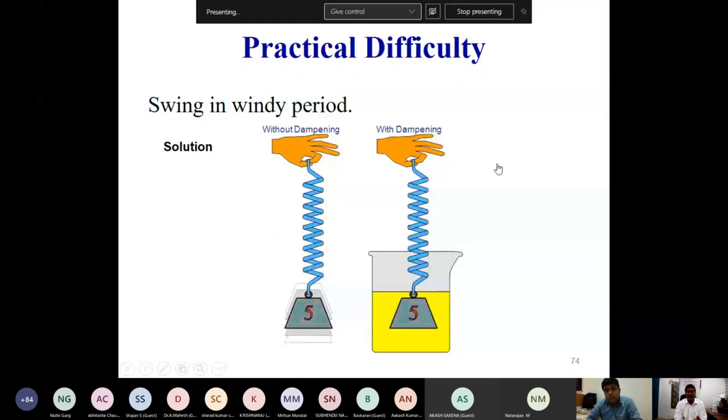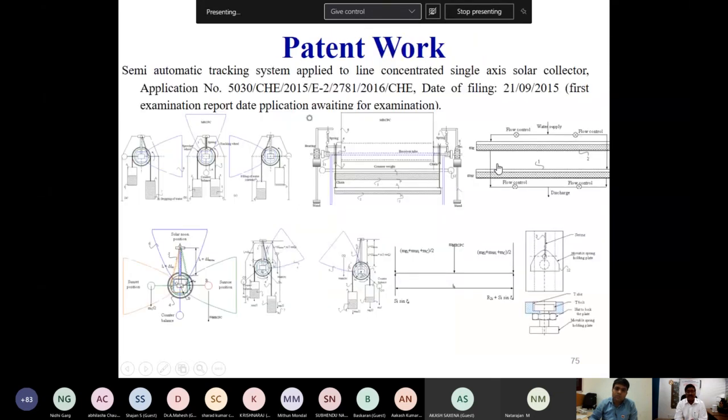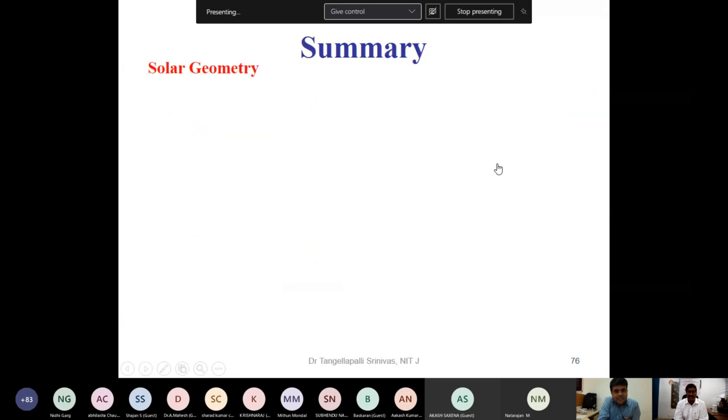This is our observation: without suspension and with hydraulic suspension. See, without damping, how the vibrations are coming. After damping, that means with oil or some hydraulic system, not many vibrations are observed in the second case. All these designs have been applied for a patent and are currently waiting for examination. Our main claim in this patent is the mechanism, not the collector or other elements. The main element is the mechanism, that is, the mechanical devices.